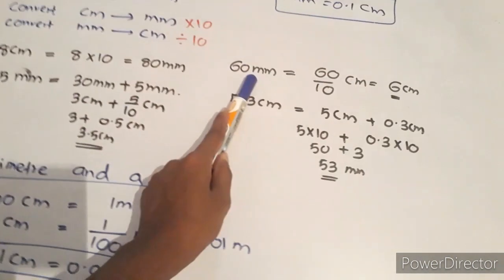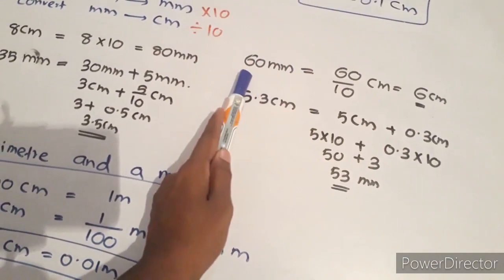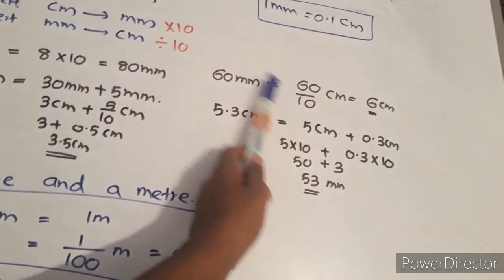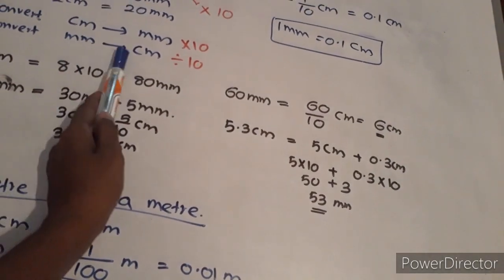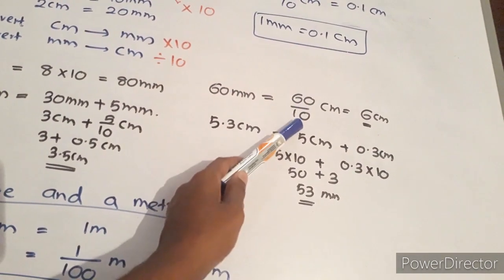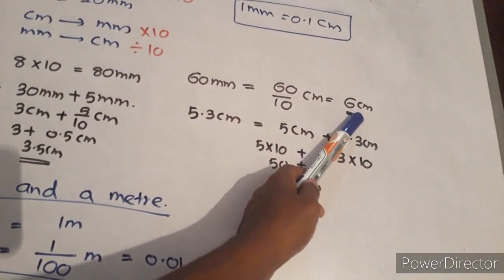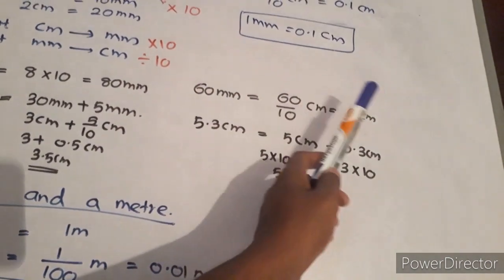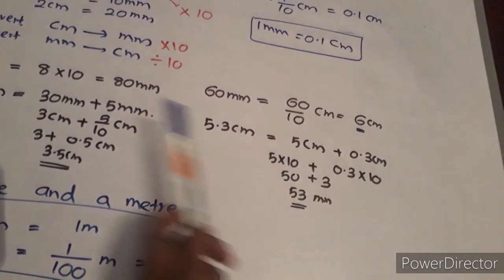Next example is given in millimeters. We have to convert into centimeters. So to convert millimeters into centimeters, we have to divide it by 10. So 60 divided by 10 is equal to 6 centimeters. 60 millimeters is equal to 6 centimeters.